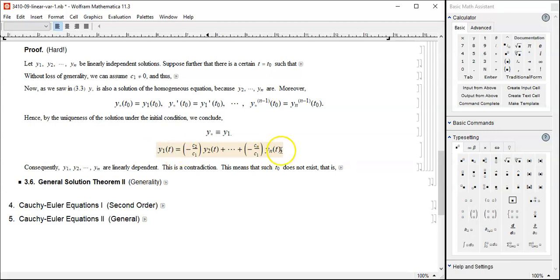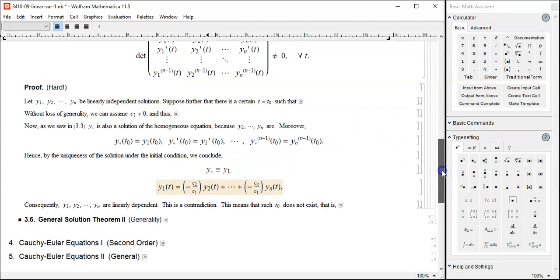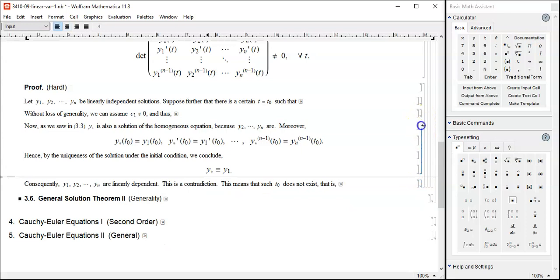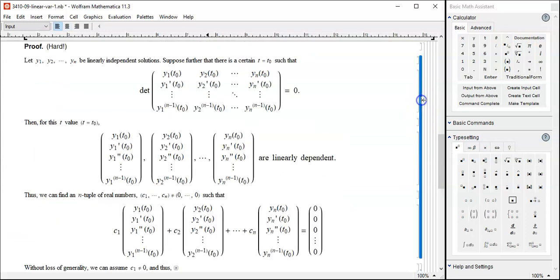And that's a contradiction because y1 through yn are now linearly dependent. That's a contradiction. We assumed they were linearly independent, but with all those analyses using the fundamental theorem, by introducing y star, we got linear dependence. There goes the contradiction. Where did all the contradiction come into play? We made this bad assumption.